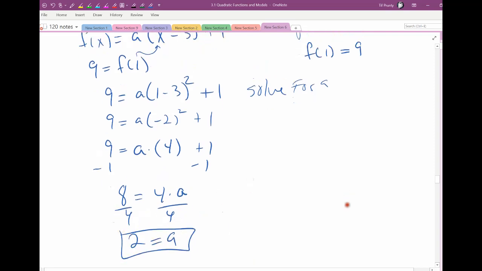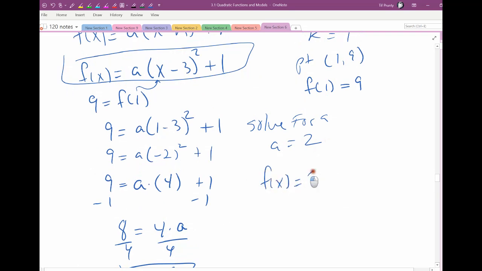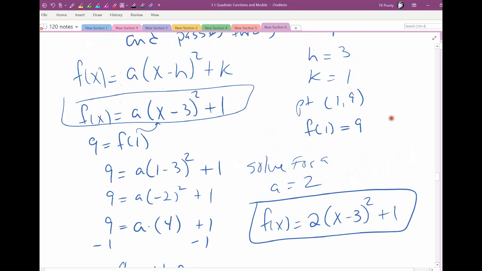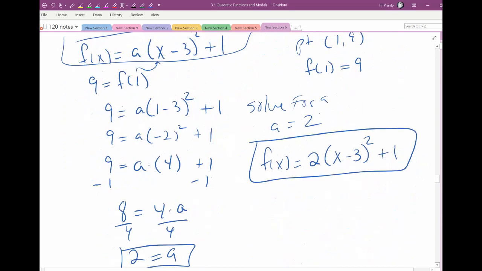Opens up this time. So then the final answer is, go back here and now plug my a value in. We got a was 2, and so the final answer is f of x equals 2 times x minus 3 squared plus 1. And if you graphed it, it should go through the point 1, 9, and it should have the vertex at 3, 1. And you can always check your answers graphically if you want to.